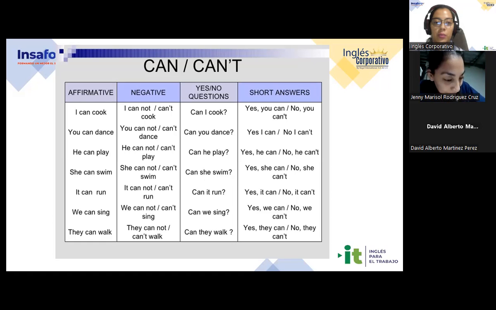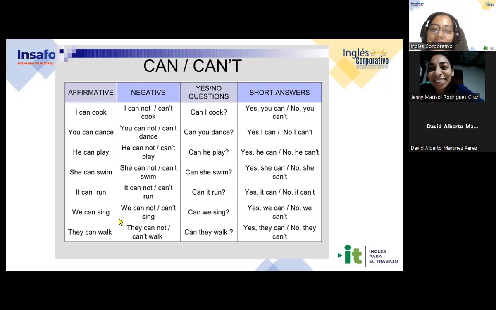Okay. Can you swim? No, I can't. Can you ice skate? Sorry, repeat. Can you ice skate? No le logramos entender. Can you ice skate? Patinar. Ah, skate. Can you skate? No, I can't. Okay, excellent. Muy bien, David. ¿Tiene más preguntas? No. Okay, muy bien.